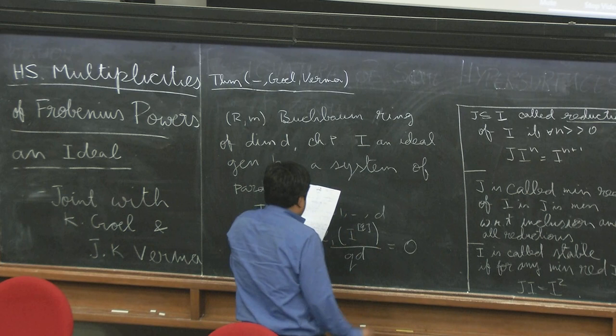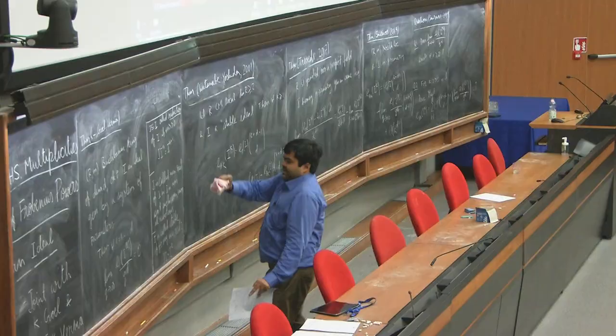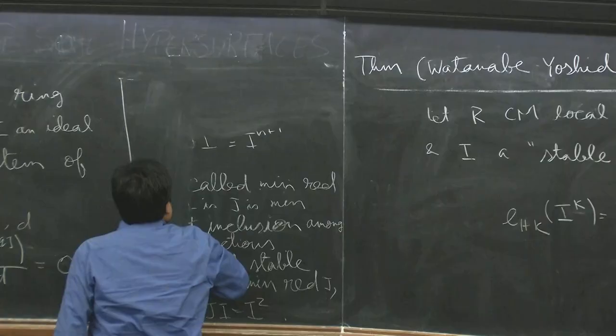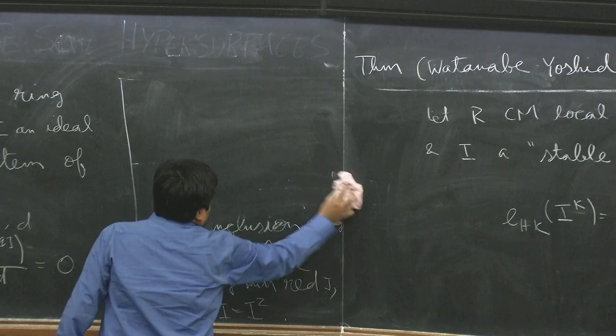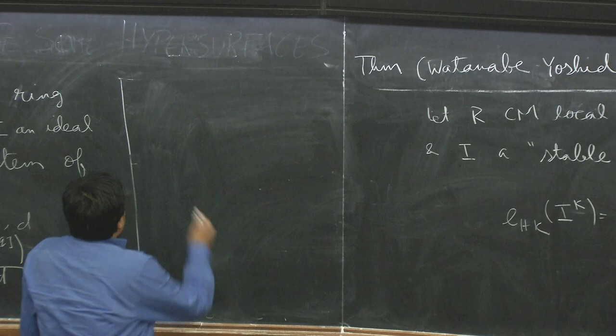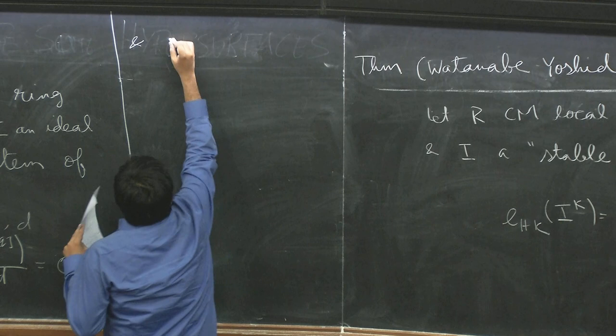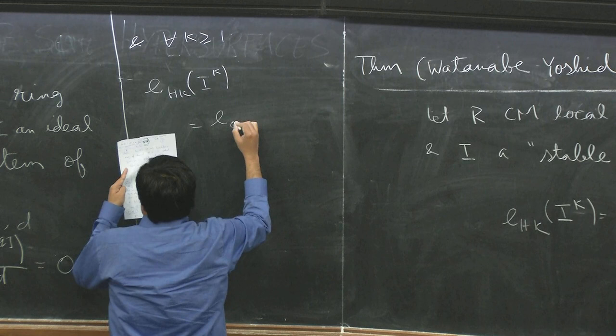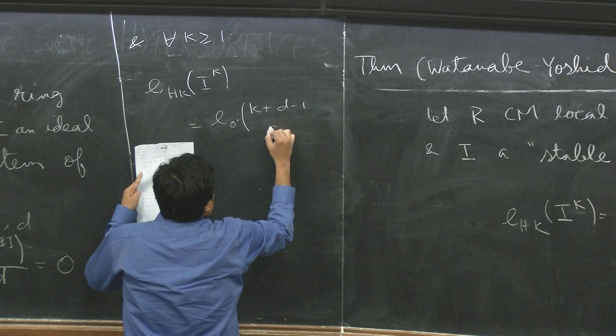And I guess I can erase the definition of reduction now. And for all k greater than or equal to 1, we could also show that this Hilbert-Kunz of I to the power k is e_0 choose d.